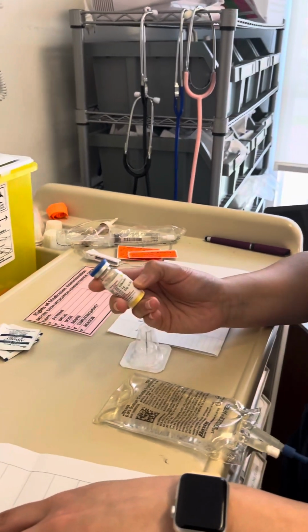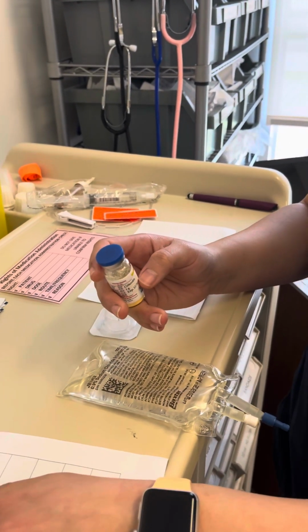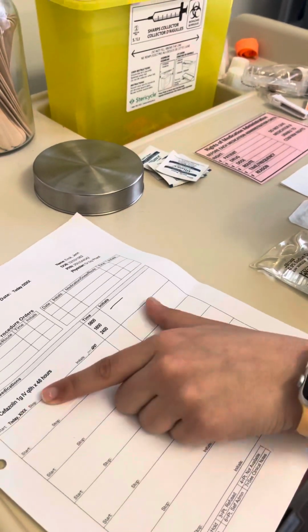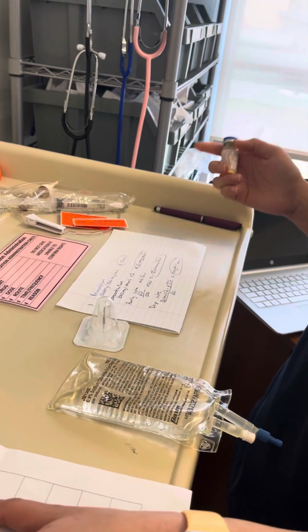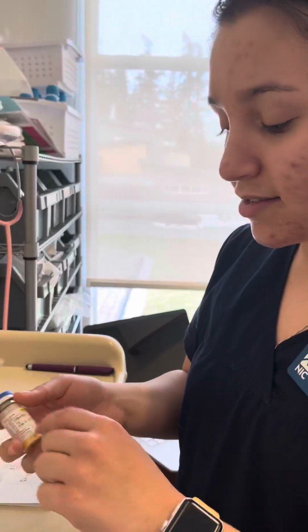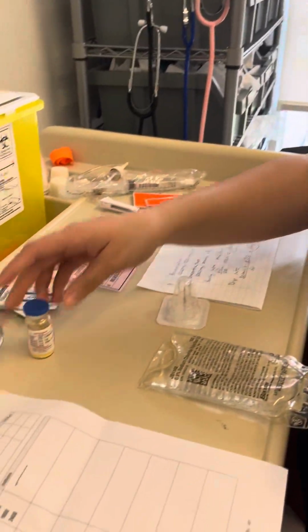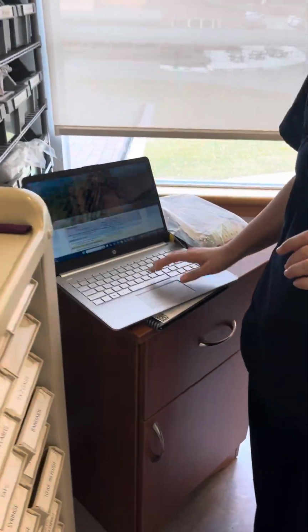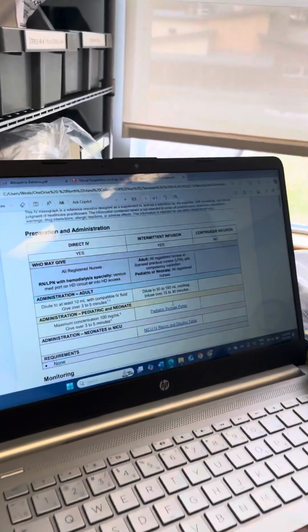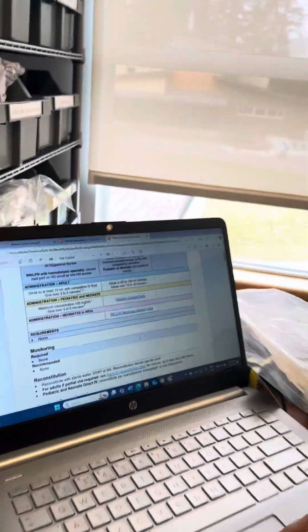The expiry date on here is all good. And then we're administering this over 20 minutes as per the IV monograph. Reason is this is an antibiotic. They most likely have an infection. So I've double checked everything with the monograph here. Everything lines up, nothing of concern.